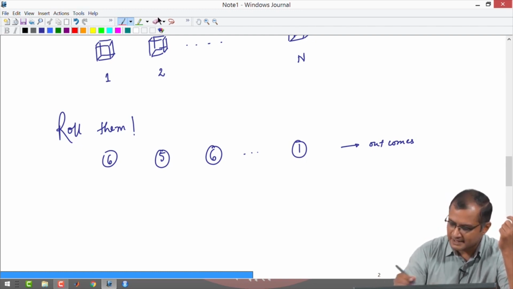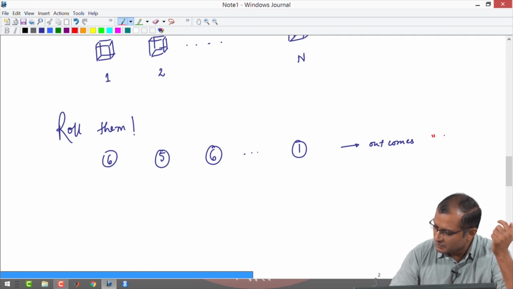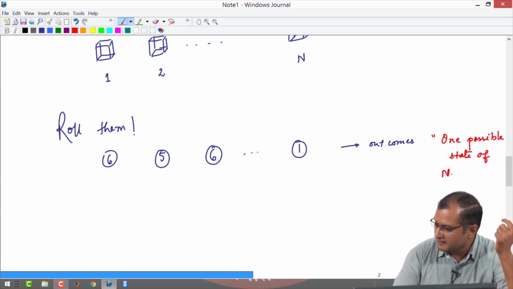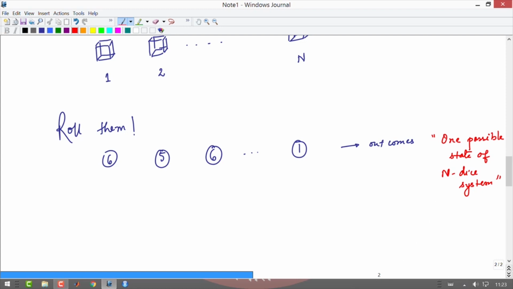So, I will call this one possible state of the n dice system. This is one possible state. If you want to classify this state, you can call this a microstate.